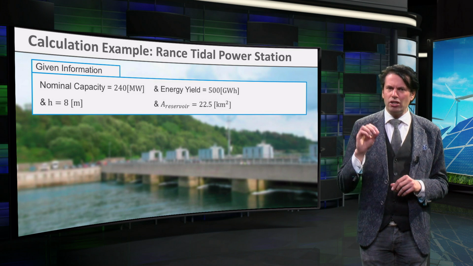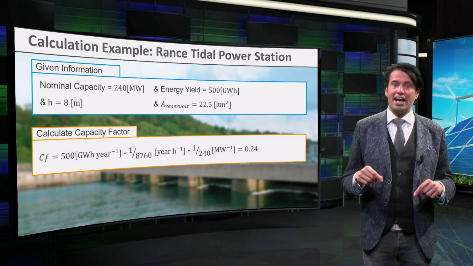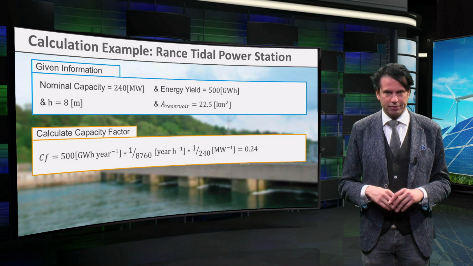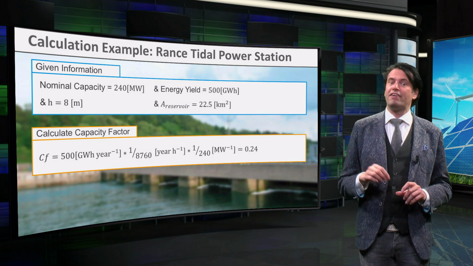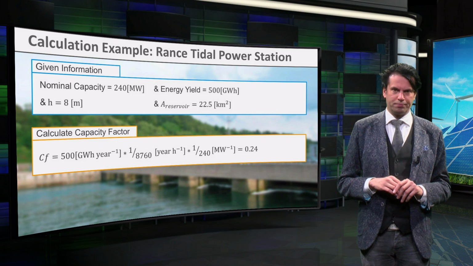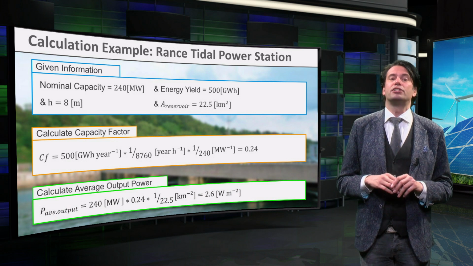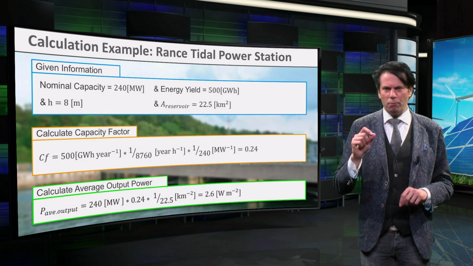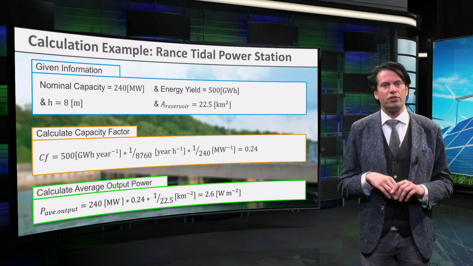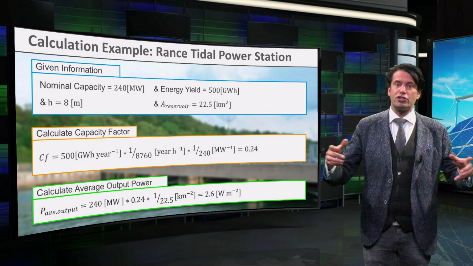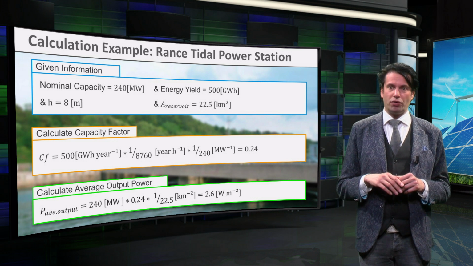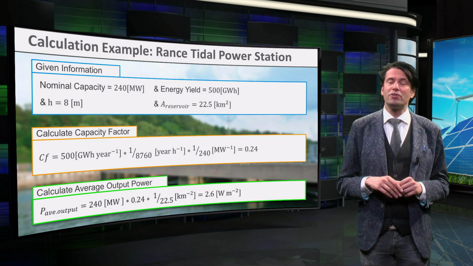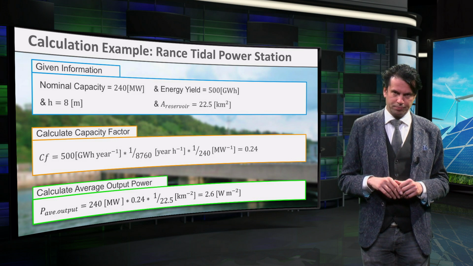First, we will calculate the capacity factor by dividing the annual energy yield by the nominal capacity times the number of hours in a year. This results in a capacity factor of 0.24. The average output power density of the plant is the installed capacity of 240 megawatt multiplied by the capacity factor of 0.24 divided by the surface area of 22.5 square kilometers. Doing this, we find an average power density of 2.6 watts per square meter.